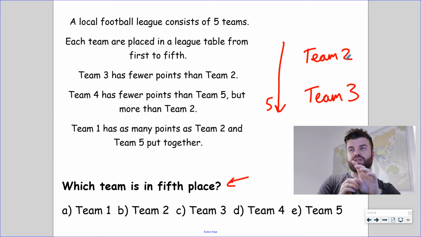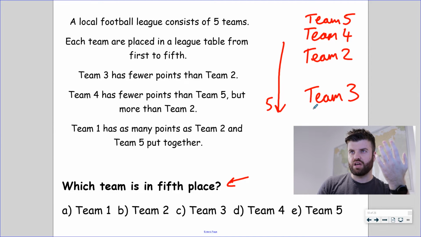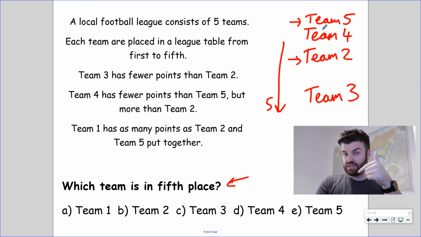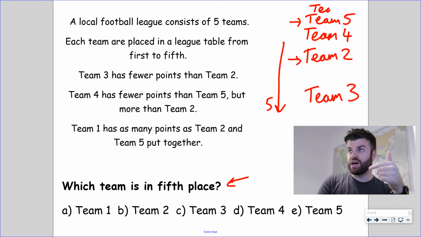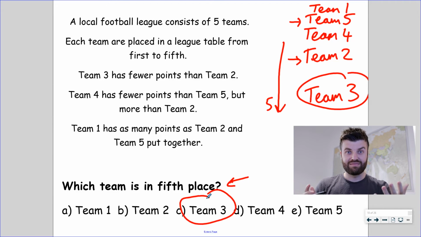Team 4 has fewer points than Team 5, but more than Team 2. Well, if Team 4 has more than Team 2, it's above. And Team 4 has fewer than Team 5. So Team 5 are above Team 4. Okay, that's good. Let's see where Team 1 go. So the answer is either Team 3 or Team 1. Let's see if Team 1 are low or high. Team 1 has as many points as Team 2 and Team 5 put together. Well, Team 2 and Team 5 are there. So that means team 1 has more points than team 5 because you add on team 2. So team 1 are actually first. Just from taking notes, I've solved this question. It must be team 3.